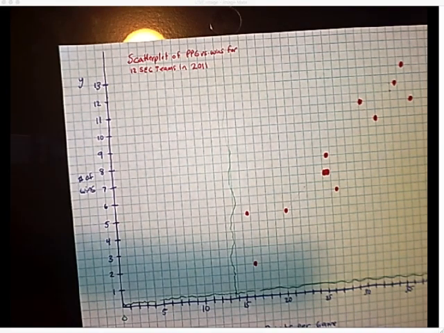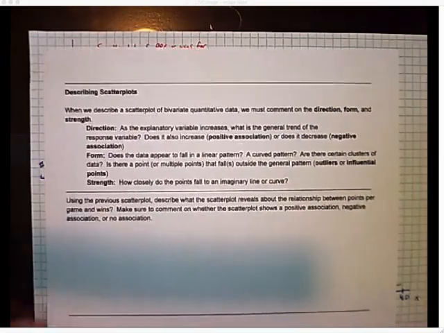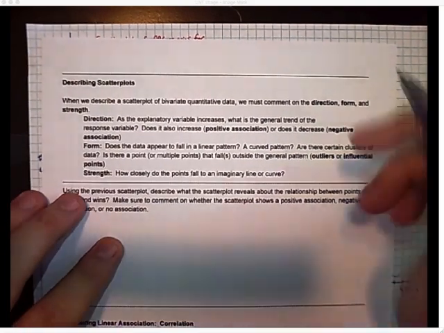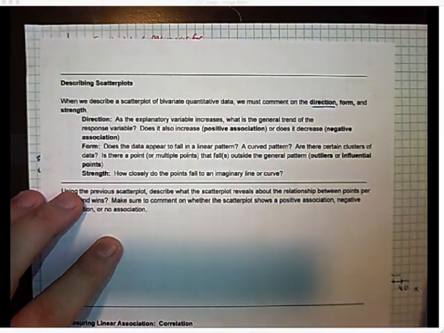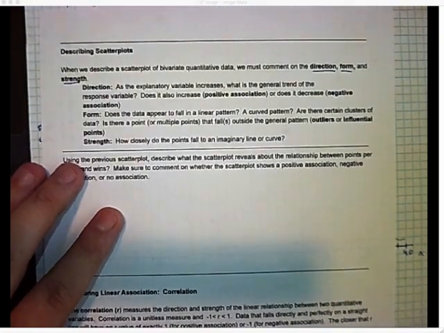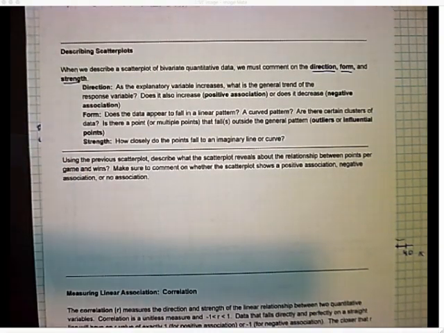Moving along. So after you make a scatter plot, we need to describe the scatter plot. Okay, and we have to really describe 3 aspects of it. We have to comment on the direction, the form, and the strength. So what about direction? As the explanatory variable increases, what is the general trend of the response variable? Does it increase or does it decrease?